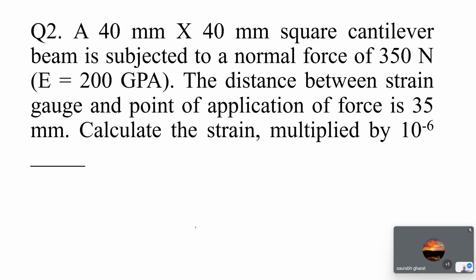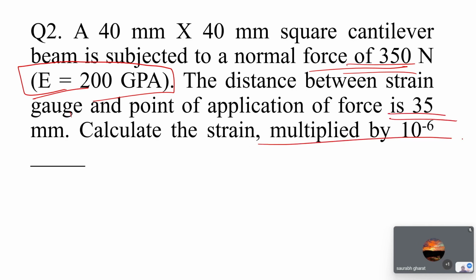A 40 mm square cantilever beam is subjected to a normal force, and E is given to you, the force is given to you. The distance between the strain gauge and the point of application is 35. Calculate the strain multiplied by 10 to the minus 6.